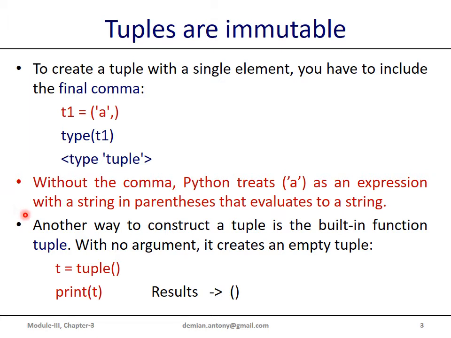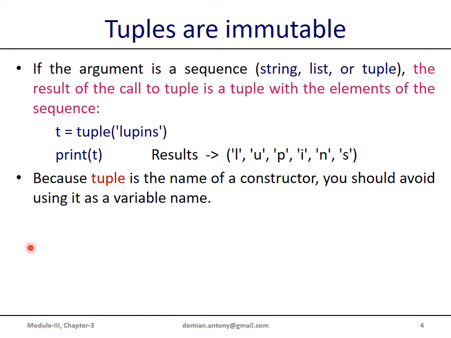And you can also use a built-in function, like for list and dictionary. We have a built-in function tuple with no argument. So t equal to tuple with no argument creates an empty tuple. If the argument for the tuple built-in function is a sequence like a string or a list, then the elements of the sequence are considered as tuple elements.